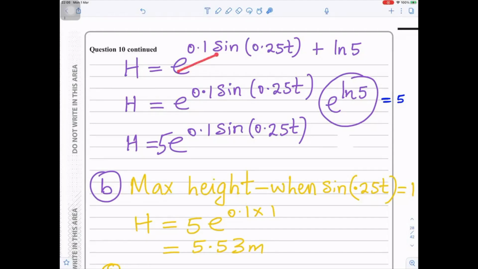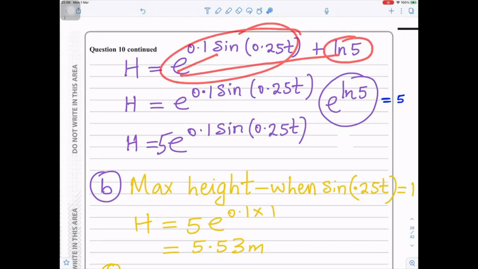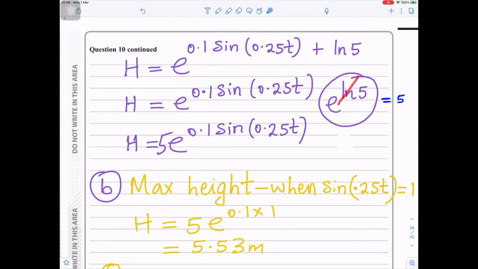And we can have e to this power and also e to the power of ln 5. But e to the ln 5 is just 5. You can put that in your calculator and you'll get 5. The ln and e will cancel, just get 5. And the 5 will come in front. We'll always put the numbers in front. So h is 5e to the 0.1 sine 0.25t.